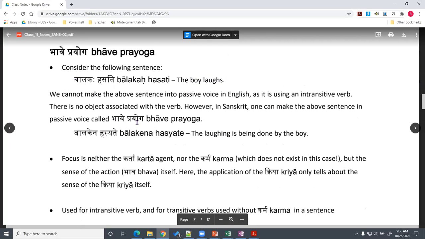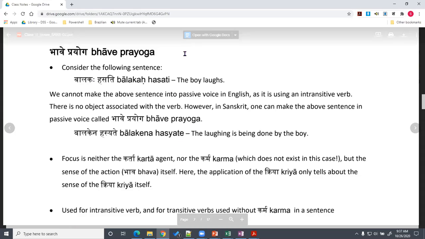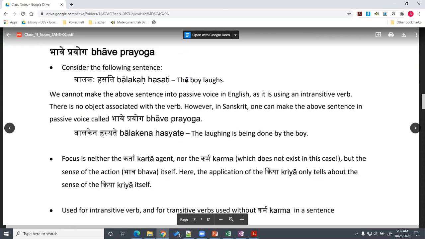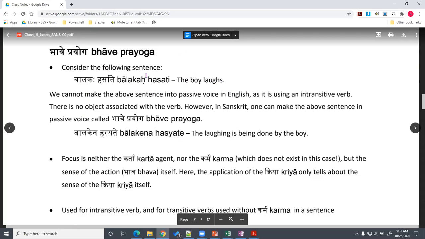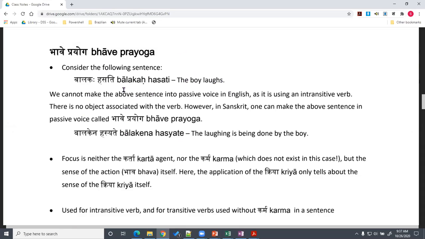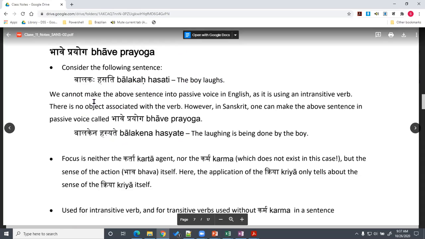So in texts, when you see balaka hasati or balakena hasyate, both are translated as "the boy laughs" in English, because English has that structure only. But in Sanskrit, both structures are possible and both are used quite frequently. So when you know Sanskrit, you can understand a little bit more of the subtleties and enjoy the text.